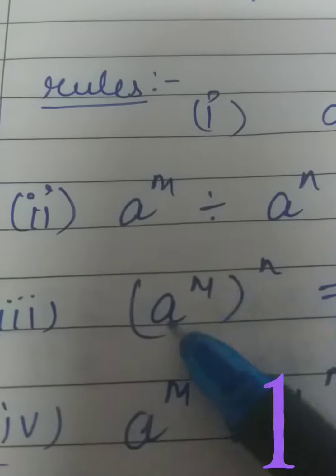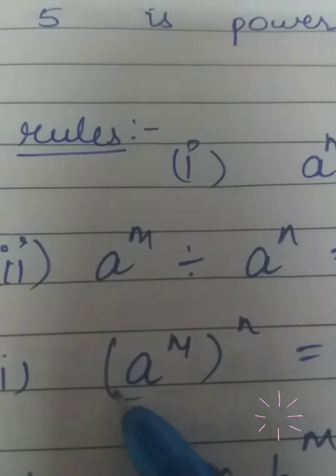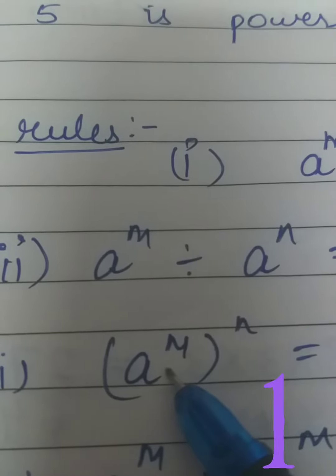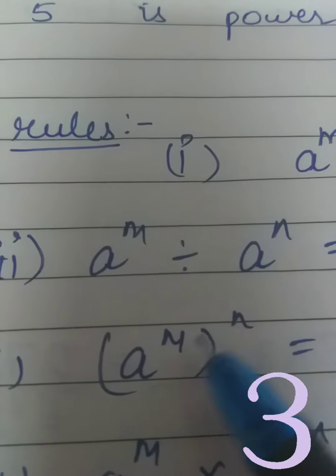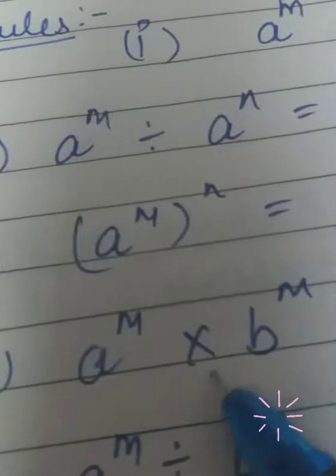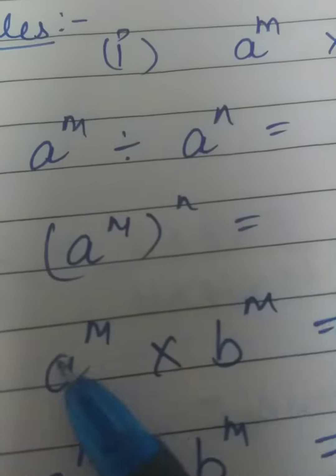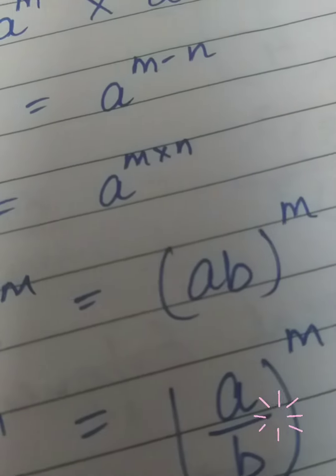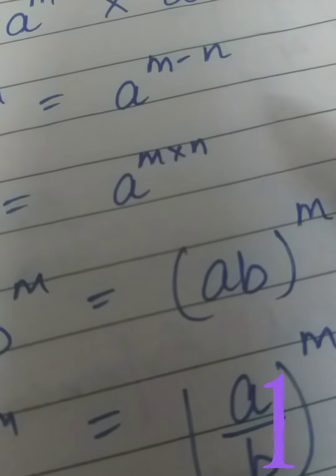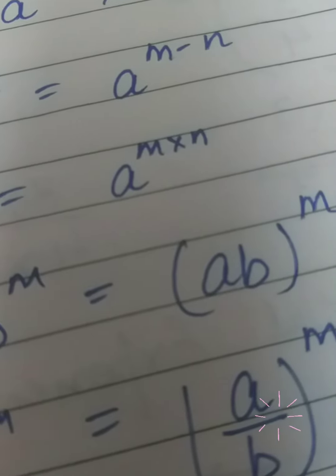In rule 3, (a^m) whole bracket raised to n is a^(m×n). So we have only one base, but we have a power inside the bracket and outside the bracket. So inside and outside bracket powers will get multiplied in this case. Rule 4 says a raised to power m into b raised to power m. So we don't have the common base, but we have the power common. So we can multiply both the bases and write the power at one go: (ab) raised to power m.